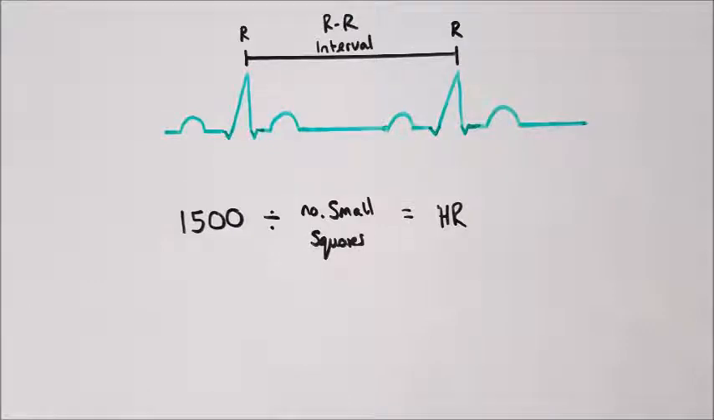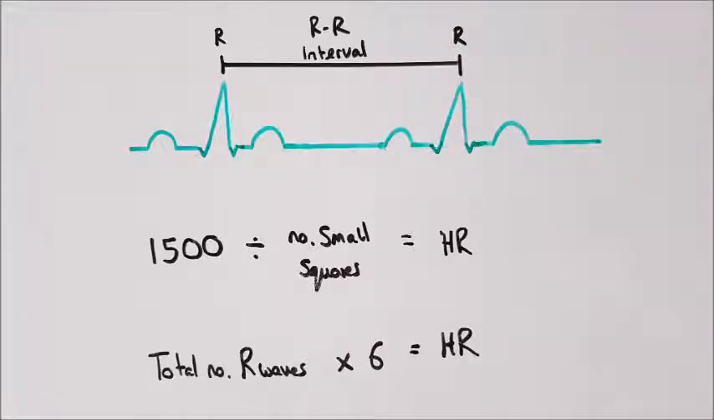You can also divide 1500 by the number of small squares in the RR interval, or if the RR interval is variable, in what we call an irregular rhythm, the whole ECG strip normally represents 10 seconds, so multiply the total number of R waves by 6 to get a rough estimation of the heart rate.